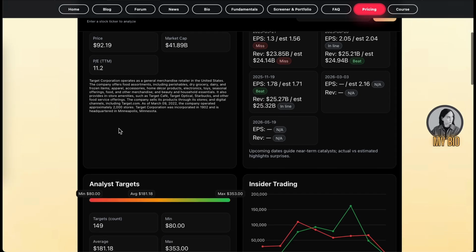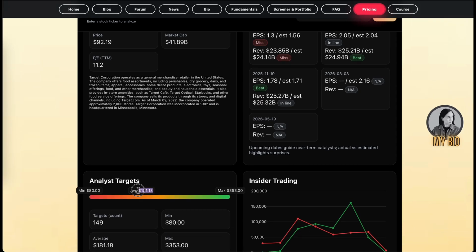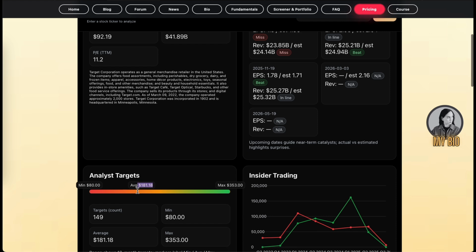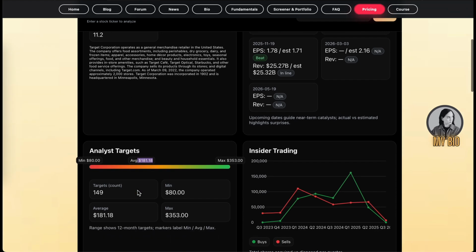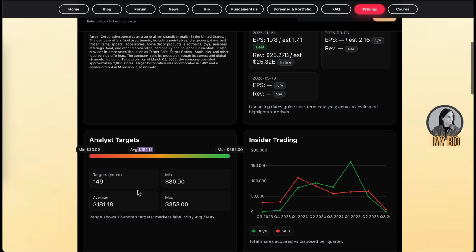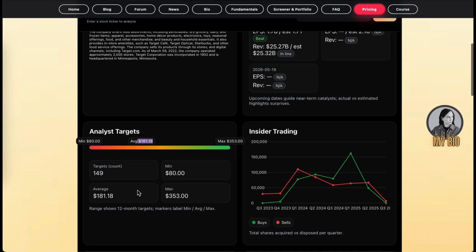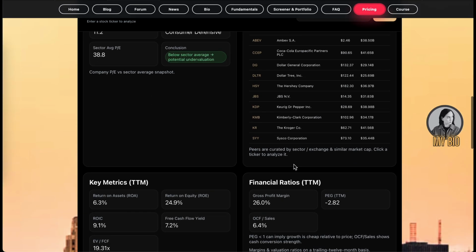Current market price is 92. The analyst average price is 181, which implies good growth potential, almost $90 of growth potential per share. This is a good sign. You see 149 analysts were calculating this. Insider trading is more balanced than with the previous company.